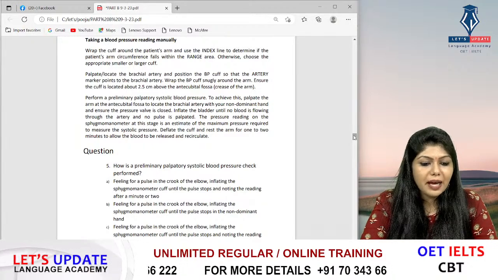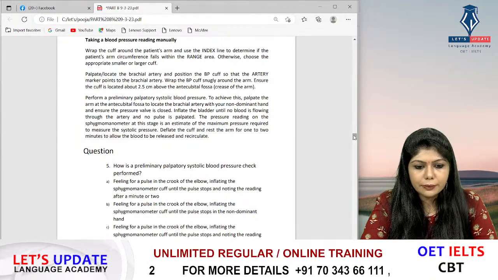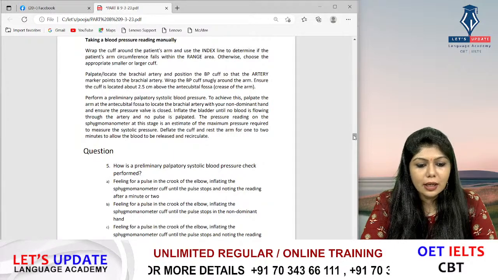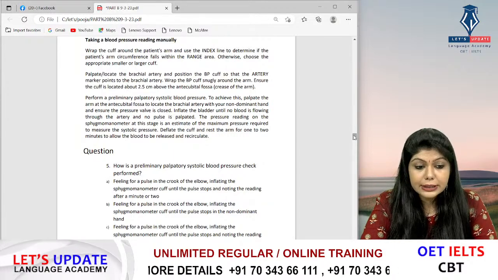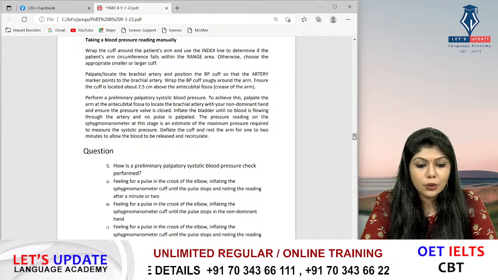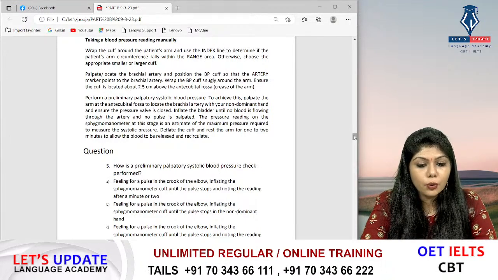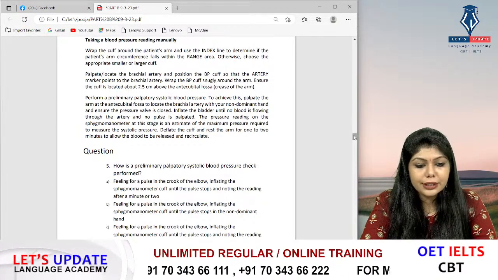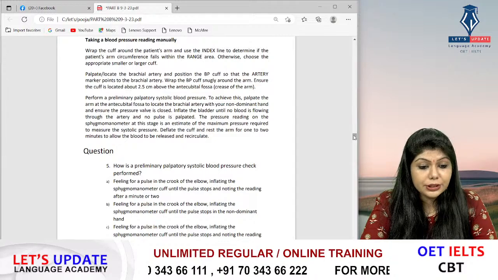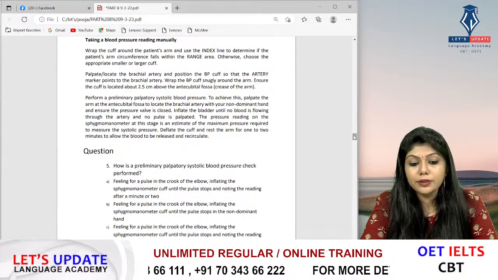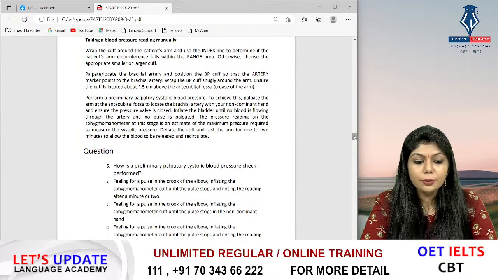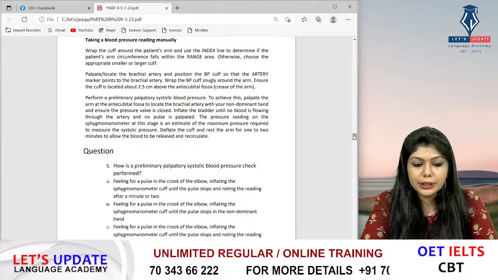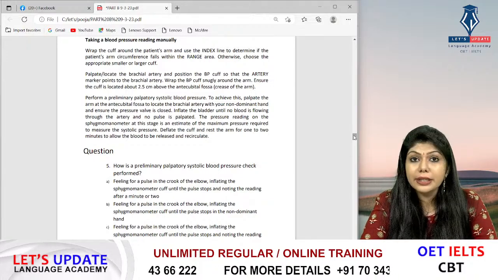Perform a preliminary palpatory systolic blood pressure. To achieve this, palpate the arm and the antecubital fossa to locate the brachial artery with your non-dominant hand and ensure the pressure valve is closed. Inflate the bladder until no blood is flowing through the artery and no pulse is palpated. The pressure reading on the manometer at this stage is an estimate of the maximum pressure required to measure the systolic pressure. Deflate the cuff and rest the arm for 1 to 2 minutes. Allow the blood to be released and recirculate.